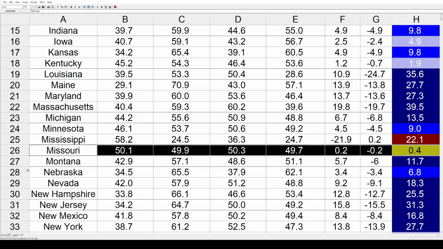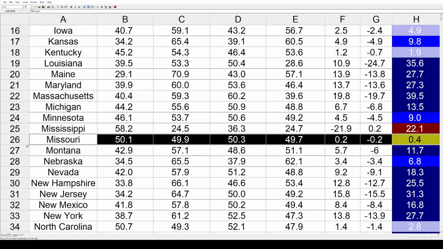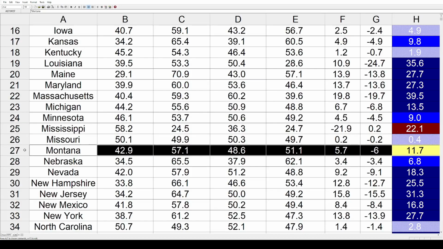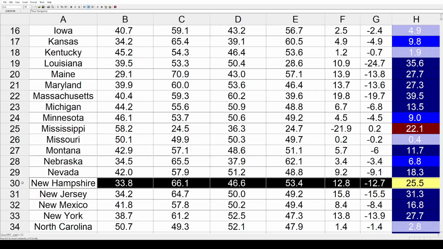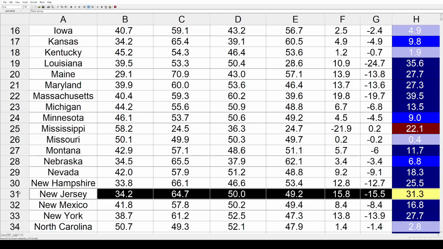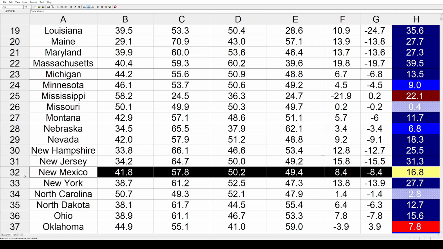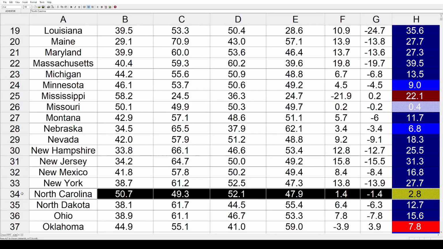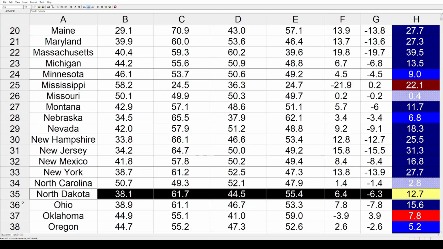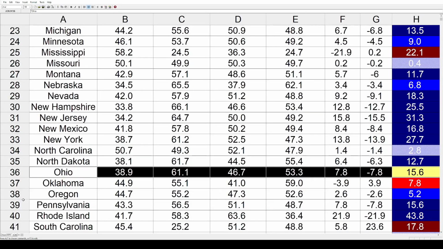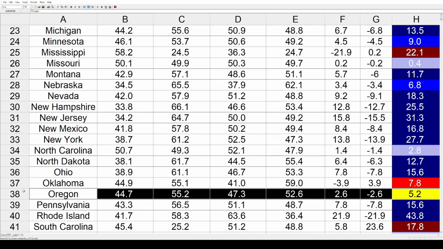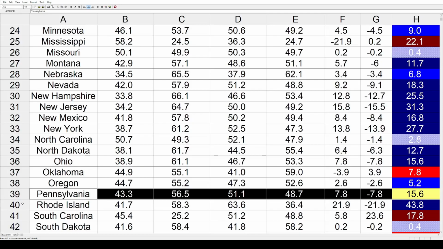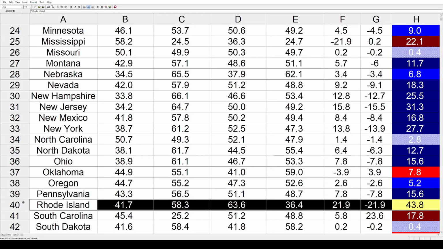Now we've got a bunch more shifts back toward the Democrats. Missouri, a very slight shift there of 0.4%. Montana 11.7. Nebraska 6.8. Nevada 18.3. New Hampshire 25.5. New Jersey 31.3. New Mexico 16.8. New York 27.7. North Carolina 2.8. North Dakota 12.7. And Ohio 15.6. Oklahoma went in the other direction toward the Republicans by 7.8. Oregon had a modest blue shift of 5.2. Pennsylvania a stronger blue shift of 15.6. Rhode Island had the biggest shift out of all the states, 43.8 toward the Democrats.